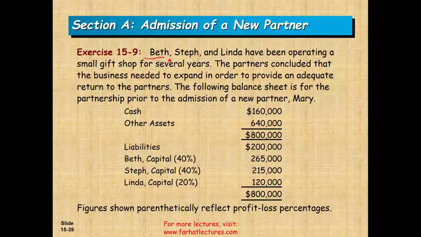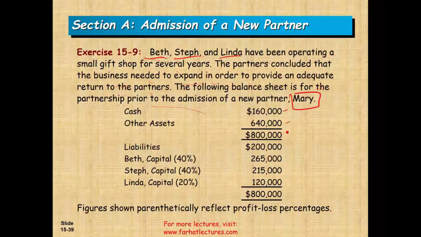Okay. We have B, S, and L, Beth, Steph, and Linda, who have been operating a small gift shop for several years. The partners concluded that the business needed to expand in order to provide an adequate return to the partners. The following balance sheet is for the partnership prior to the admission of the new partner, Mary. So they want to accept Mary, but this is what their position looks like.